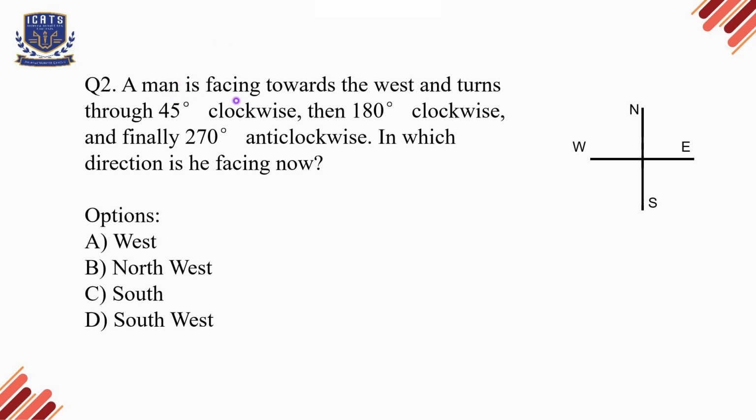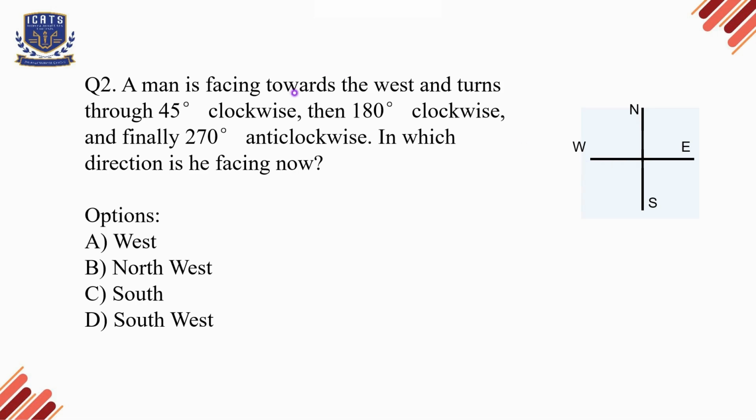Question number 2. A man is facing towards the west and turns 45 degrees clockwise, then 180 degrees clockwise, and finally 270 degrees anti-clockwise. In which direction is he facing now? Option A is west, option B is northwest, option C is south, and option D is southwest.